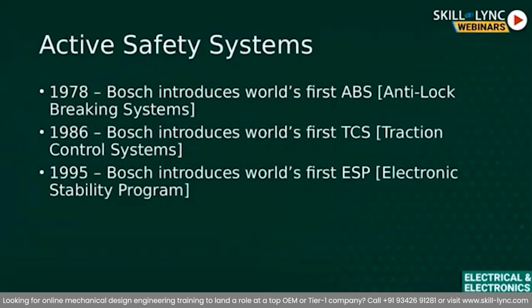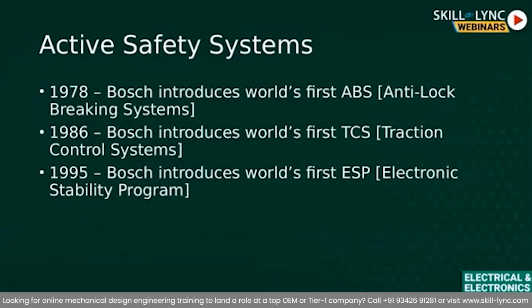Before moving on to active safety systems, I want to give some more fun facts. These are important facts to keep in mind. The first one: in 1978, Bosch introduced the world's first anti-lock braking system. In 1986, Bosch introduced the world's first traction control system. And in 1995, Bosch introduced the world's first electronic stability program. In this webinar, we are going to see each of these in detail with special focus on the anti-lock braking system.